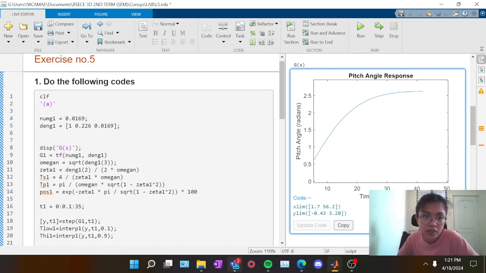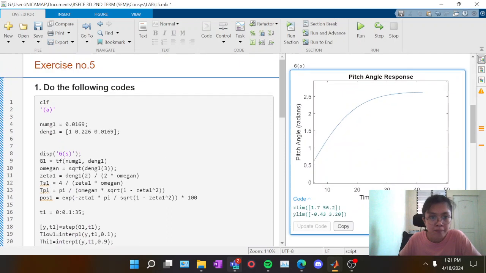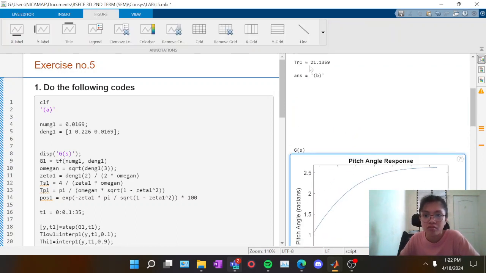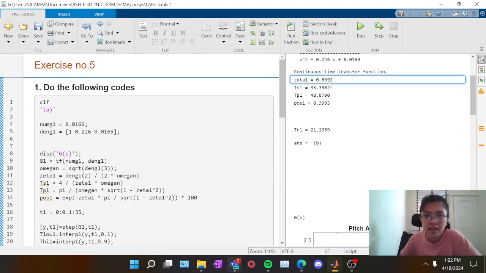The objective is to design an underdamped second order system. The first program is to do the following codes. As I run the codes, I am baffled with the graph because it doesn't look like an underdamped response. But if we take a look at the calculated zeta, it is 0.8692, which is in between 0 and 1. So that means that it is an underdamped response.